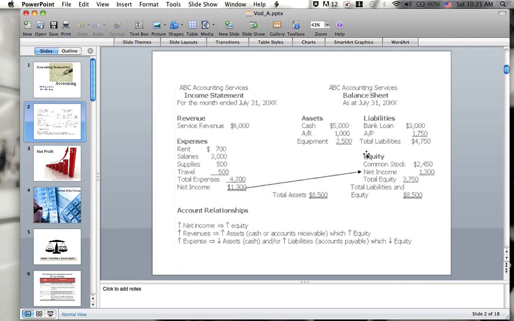This is a balance sheet and an income statement. On the left is the income statement, stating the revenue and expenses. In the income statement, to get the net income, simply subtract total expenses from the total revenue. On the right is the balance sheet. Basically, it's a snapshot of the financial position of the business at any given point in time.